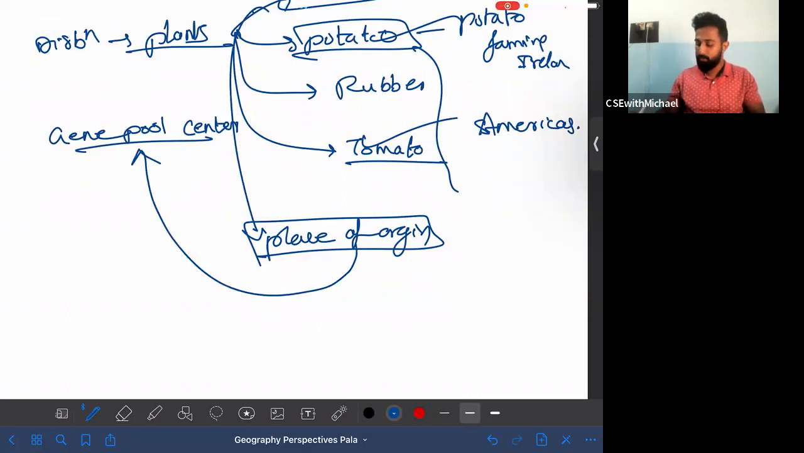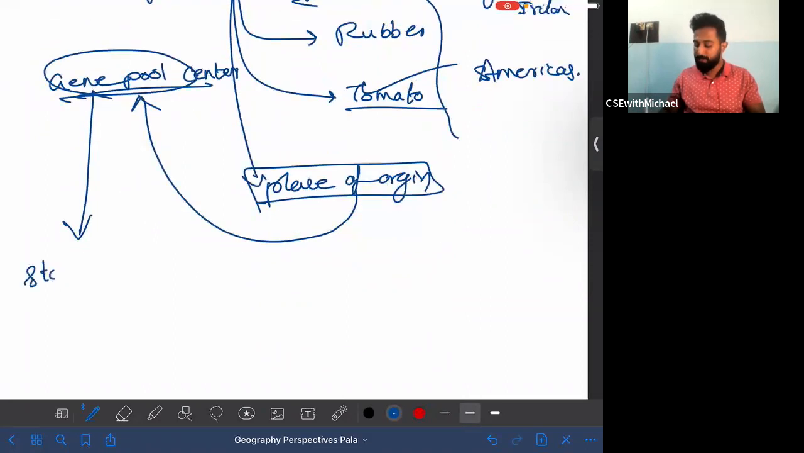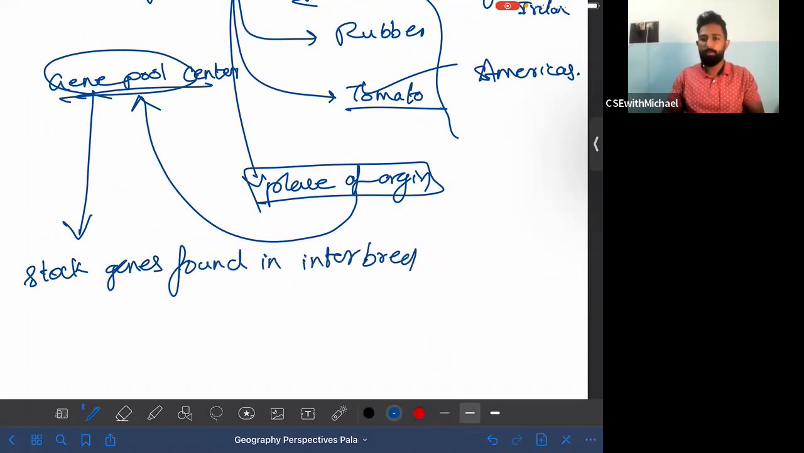So what is a gene pool? First of all, let's see what a gene pool is. A gene pool is the total stock of genes found in an interbreeding population. For example, take human beings. Human beings are a single species, but within that species there are different kinds of genes which differentiate each person from the other. In a broader way, you have different types of races. There are Mongoloid, Caucasoid and Negrito races, which differ from each other based on genes. And even within a particular race, there is differentiation based on genes.